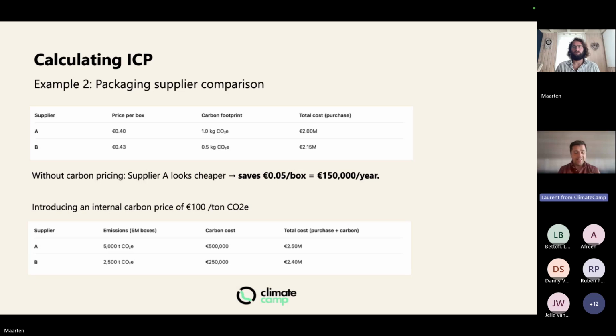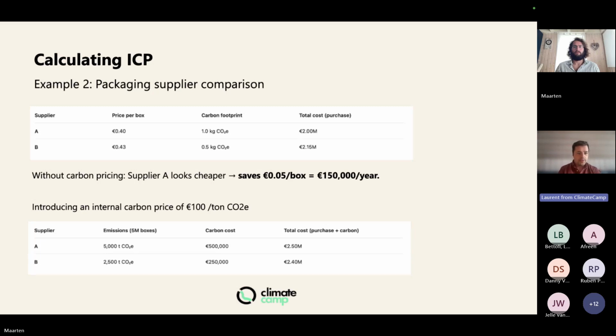Supplier B comes in at initially a higher price, 43 cents, so 3 cents higher than the conventional product, but it's a more sustainable product. They have half of the product carbon footprint per box. If we just take into account the price per box for, let's say, 5 million boxes, then we have a total purchase cost of 2 million versus 2.15 million, meaning supplier A is obviously cheaper and is probably the option that the procurement department will choose.